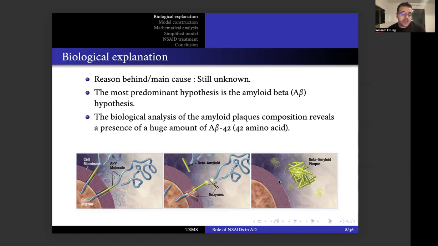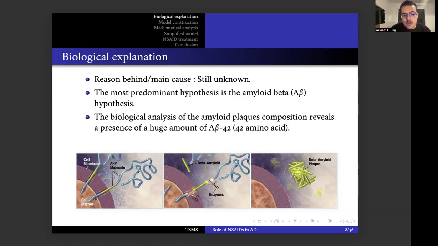We don't know why some people have Alzheimer's disease and some people do not. There are indications that it might run in the family, in some cases, but honestly, the main reason why you get it is still unknown. There is a hypothesis, which is the amyloid beta, A beta, which I'll explain in a bit.